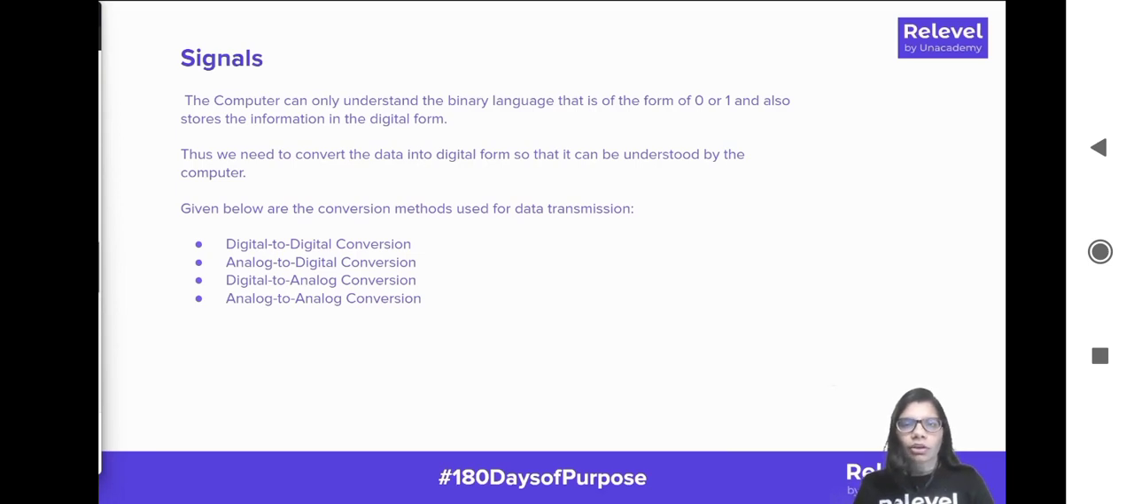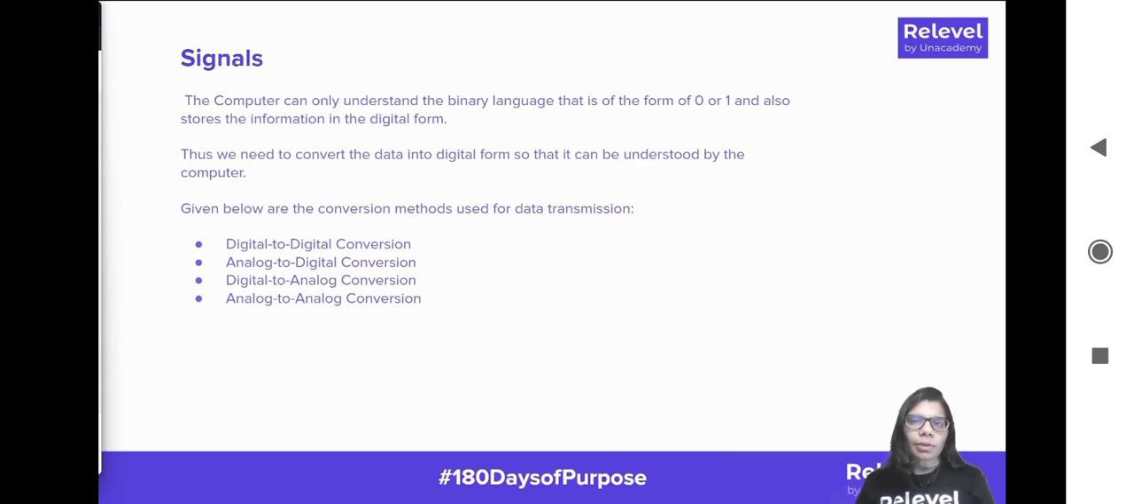Now for analog to analog conversions, analog signals are modified to represent the analog data. This conversion is also known as analog modulation. So analog modulation is required when band pass is used. Analog to analog conversion can be done in three ways: amplitude modulation, frequency modulation and phase modulation, which are based upon the characteristics of the analog data.